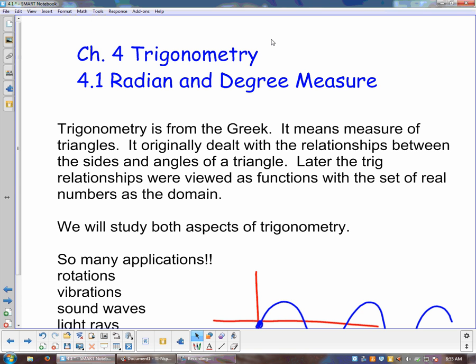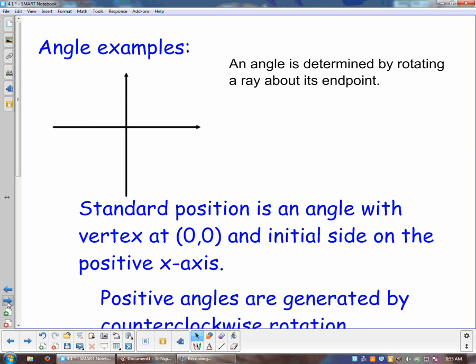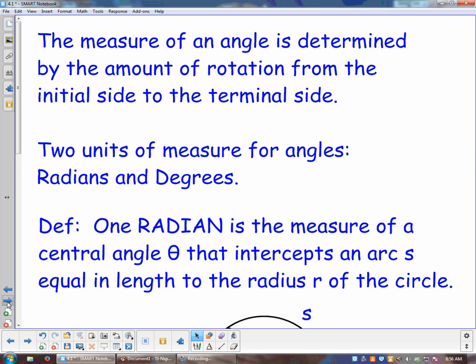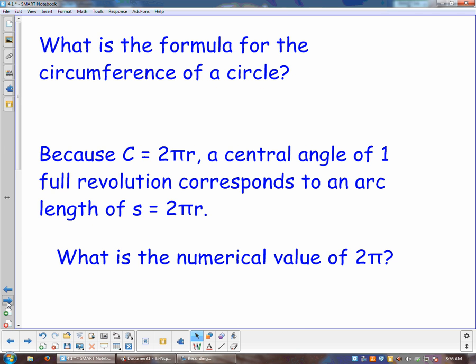We're looking at section 4.1, which is radian and degree measure. And remember, this is the start of the trigonometry chapter. You've already done quite a bit of this section in the Blended Learning Day assignment. So you already had an introduction to what standard position is for an angle, what coterminal angles are, and how to measure an angle in both radians and degrees.